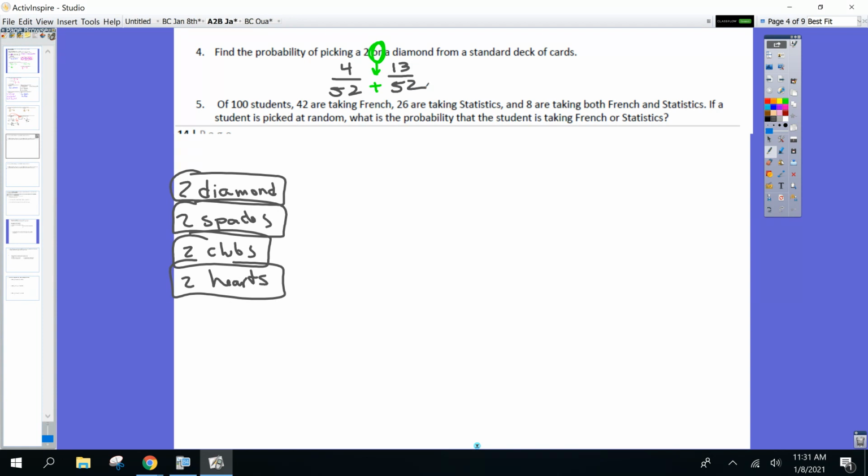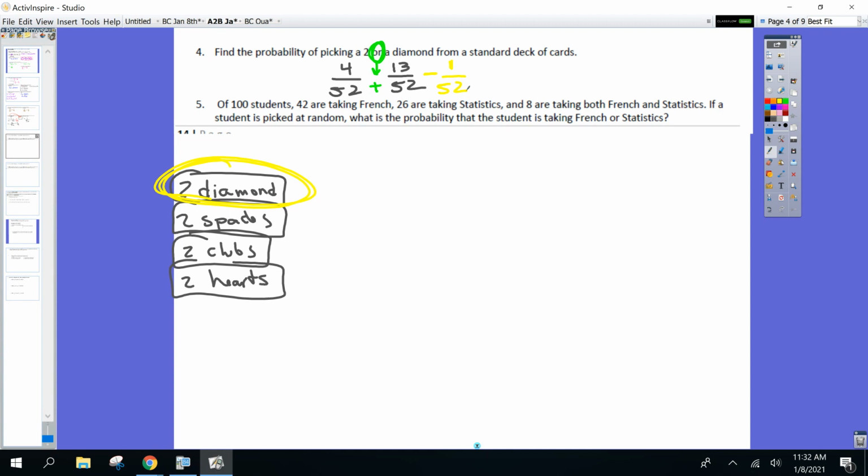Did we count any cards twice? Picking a 2 and a diamond. Did we count any cards twice? I think we did, didn't we? What did we count twice, Caroline? The 2 of diamonds. Yeah, the card that has the 2 of diamonds. We counted it as a 2, and then we counted it again as a diamond. We can't count it twice, so subtract out once again 1 out of 52. Okay, cannot count them twice.